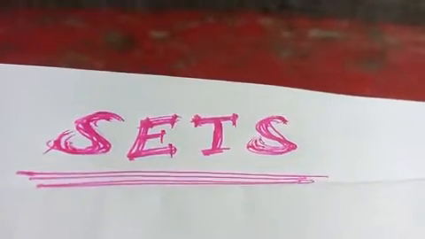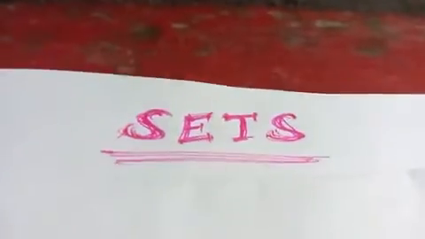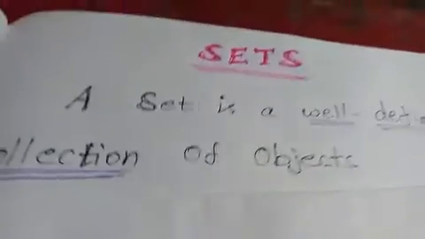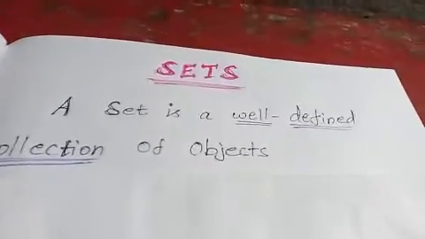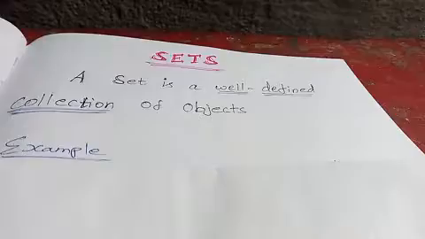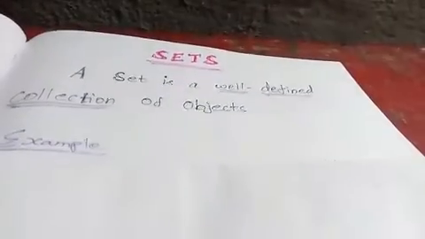So a set is defined as a well defined collection of objects. A set is a well defined collection of objects. Let us see some examples of sets.